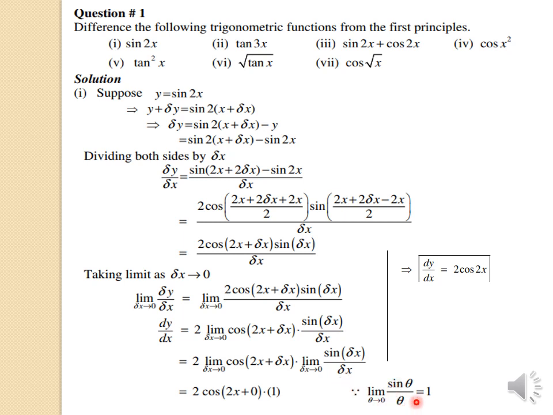As we know, the limit as theta approaches 0 of sine theta upon theta equals 1, it is also the same thing. In the angle we have delta x, and in the denominator we have delta x. So the angle and denominator are the same, so we apply this identity. This whole term equals 1. Similarly, this whole term equals 1. And if we apply the limit delta x equals 0 here, it becomes 0, and then only 2x is left. Then 2 into cos of 2x plus 0, which is 2x. So the derivative of this function is 2 cos 2x.